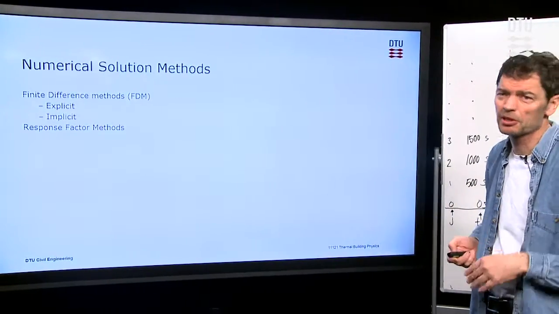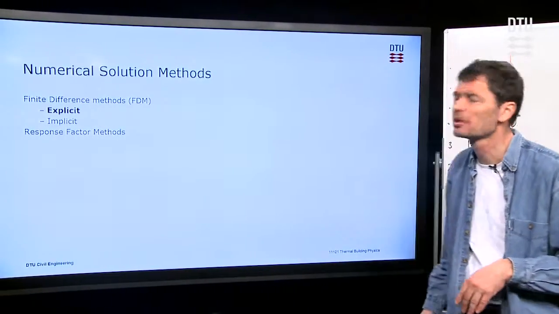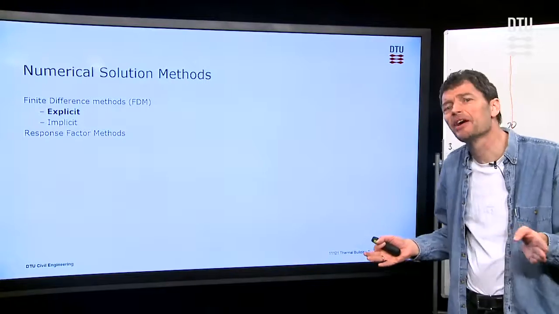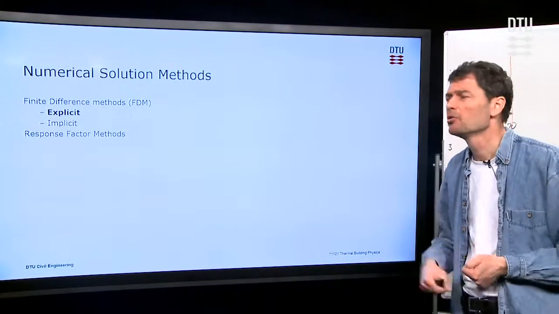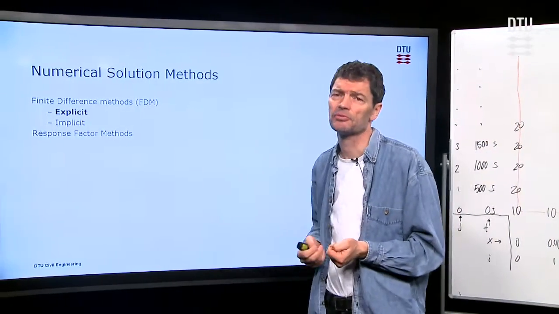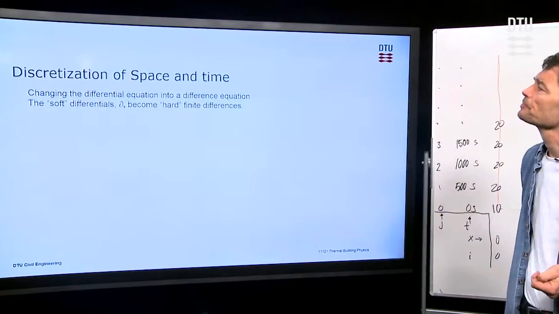So we have several numerical methods, and as I said, the explicit method is one method that we talk about. It also has an implicit variation, which I will refer to our lecture note for when you have to read about that. We will also give another video lecture on response factor methods, which you can see separately.